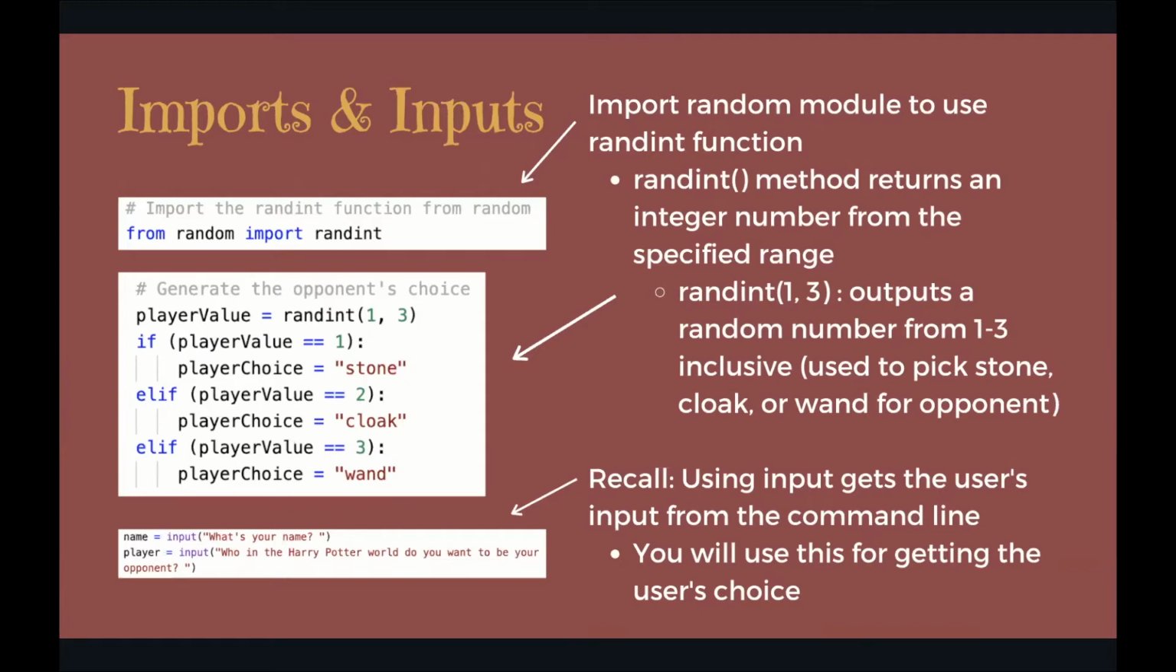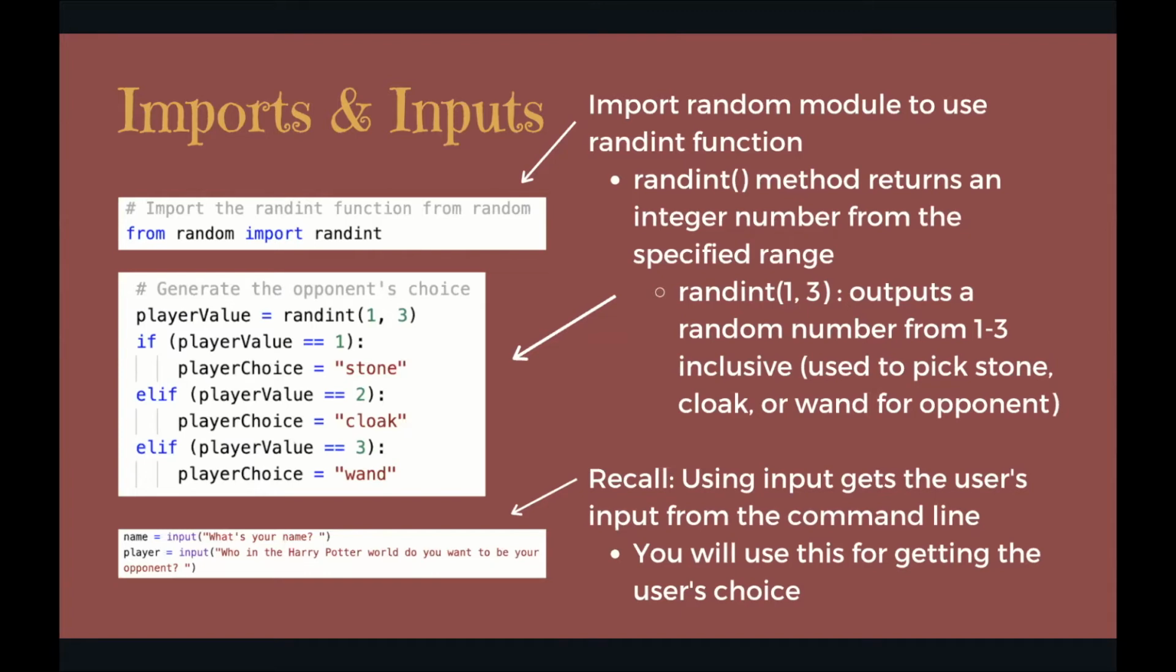So as you can see on the left-hand side, that player value is set equal to randint 1, 3. So each time the program is run, it will pick a random value from 1 to 3, and from that random value, it will be able to pick the player's choice. So if the player value is 1, then the player's choice is going to be stone. However, if it's 2, it's going to be cloak, and if it's 3, it's going to be wand.